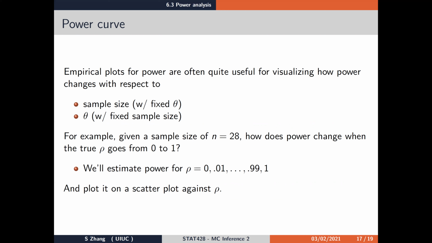For plotting this, we will consider smaller increments of the correlation. So in this case, we're going to have a sequence from 0 to 1, but this time with increment of 0.01. And then after calculating the power for each of these possible rhos, we can create a scatter plot where the x-axis is the rhos and the y-axis is the corresponding power when n is 28.